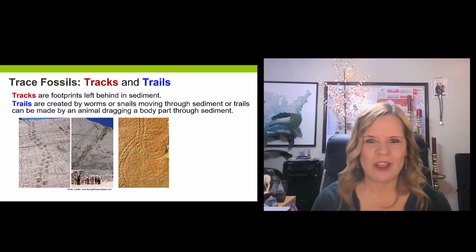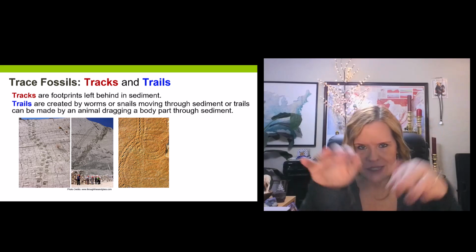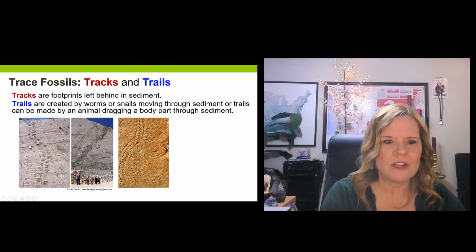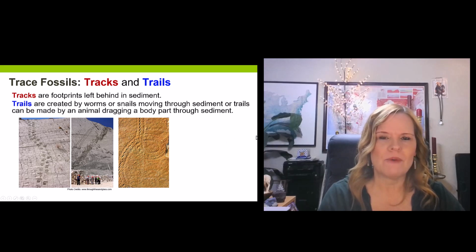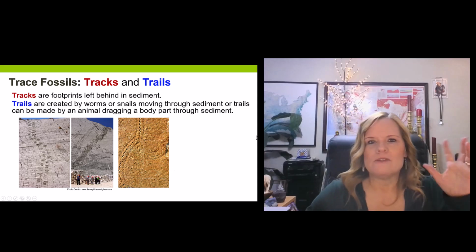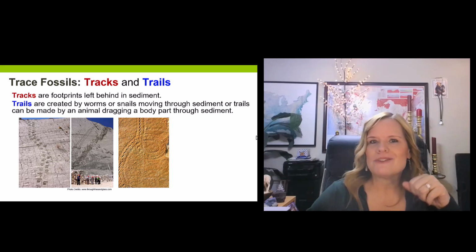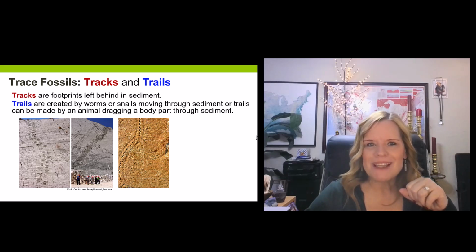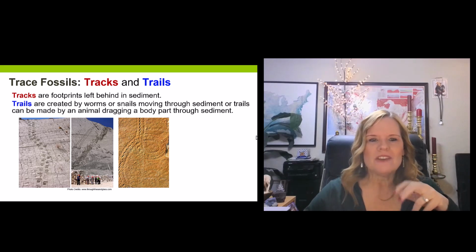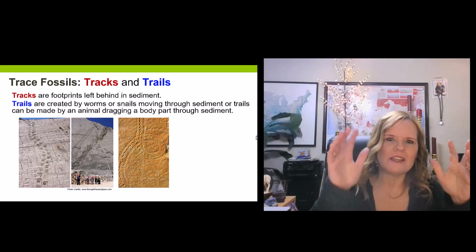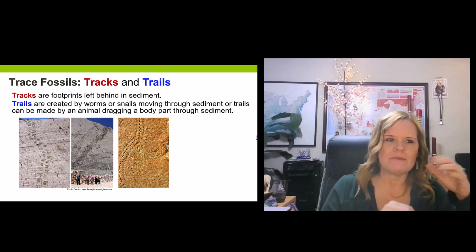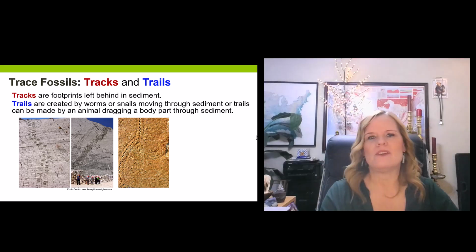So let's talk about tracks and trails. Tracks are footprints. So this is a trackway for dinosaurs in both cases. This is a trail of trilobites, for example. Trilobites look like little roly-poly bugs. They're index fossils from the Paleozoic era. So we can get trails from things like worms, snails, trilobites, where they slither or they drag something, and tracks are the footprints that are left behind.